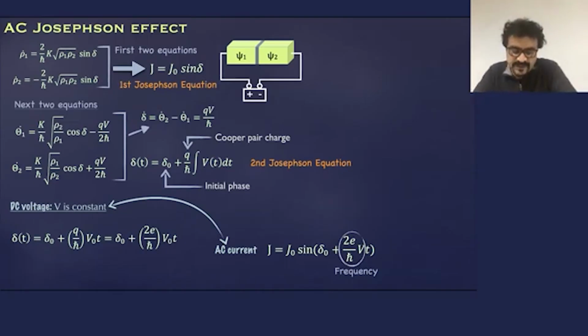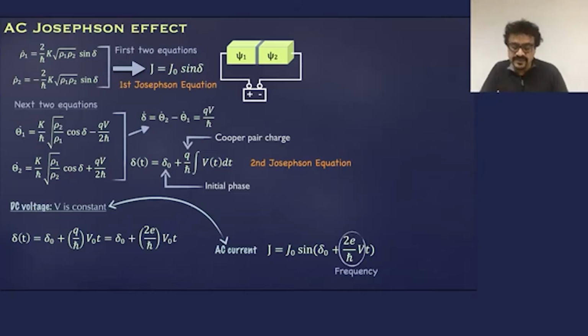So the rate of change of the phase difference, delta dot, is θ2 dot minus θ1 dot, the difference of these two terms, which is going to give you qV by h bar, where V is the applied voltage. So what we are seeing here is the rate of change of the phase difference. That is what is going to decide the Josephson current, and it is a function of the applied voltage.